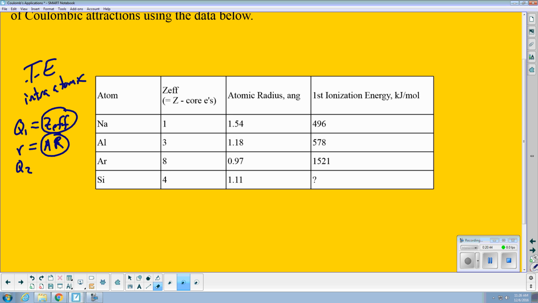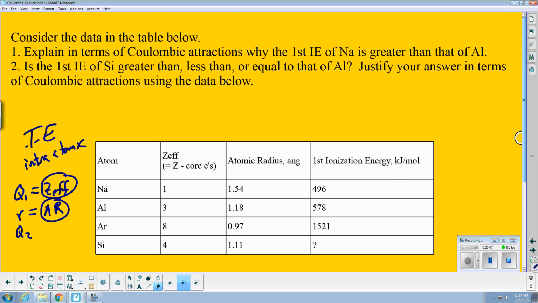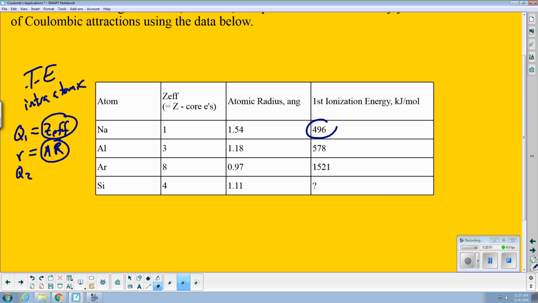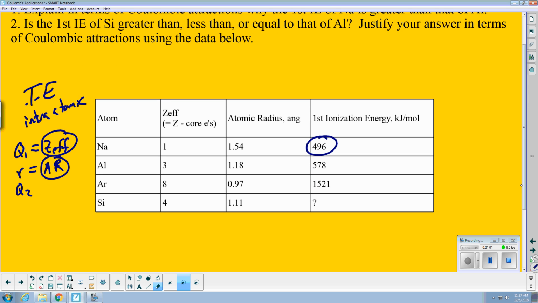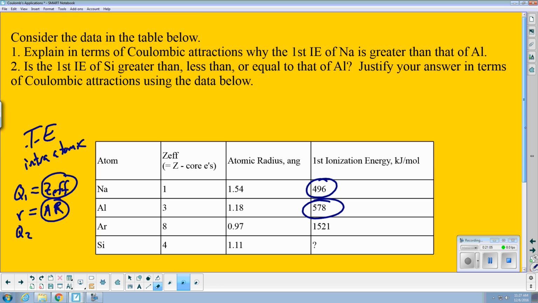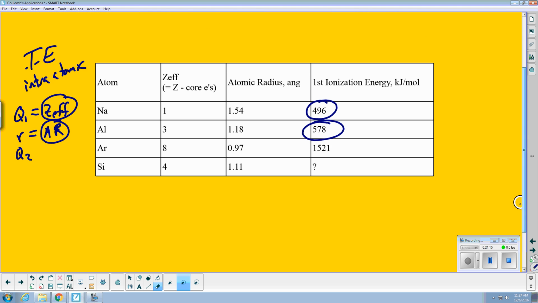All right. So now, what was the proposal here? Why is sodium greater than aluminum? It's not greater than aluminum. Look at that. It's less than aluminum. So let's go back and change this. It is not greater. It is less than aluminum. It can't be greater. We have the proof right there. So let's explain why aluminum is greater than sodium.